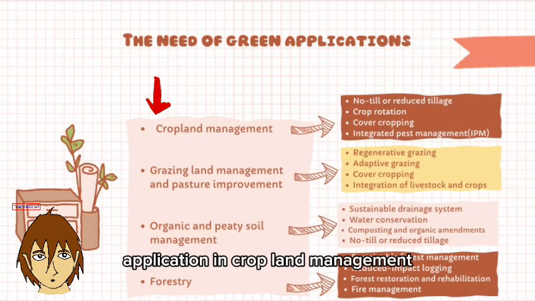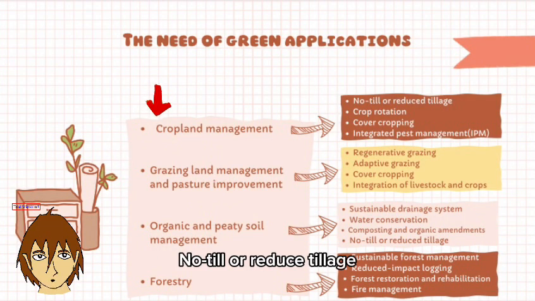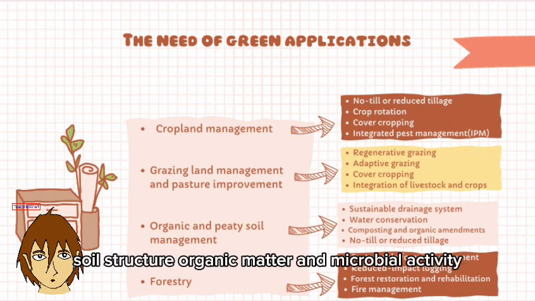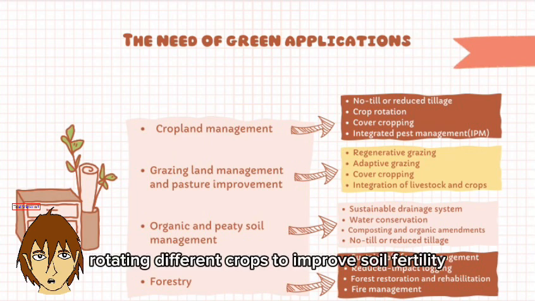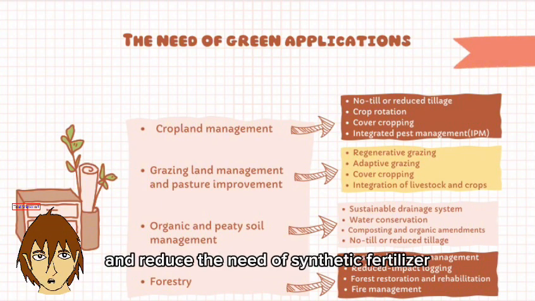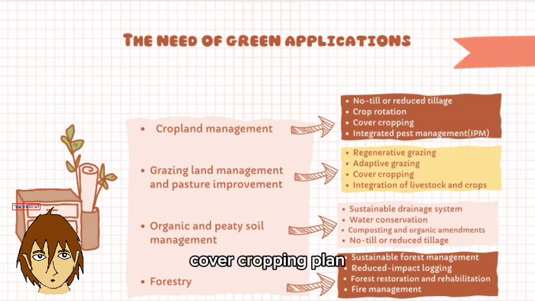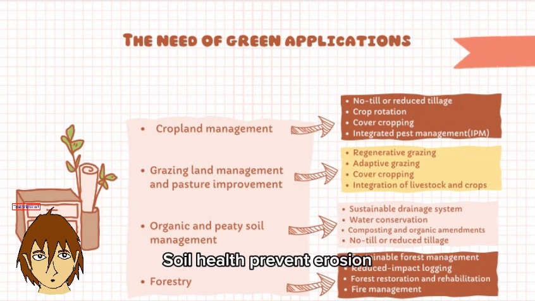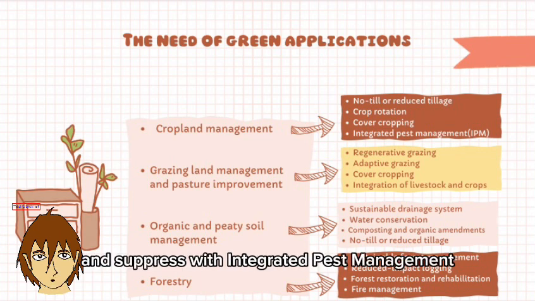Application in cropland management: No-till or reduced tillage, minimizing soil disturbance to preserve soil structure, organic matter, and microbial activity. Crop rotation, rotating different crops to improve soil fertility, control pests and diseases, and reduce the need for synthetic fertilizer. Cover cropping, planting non-cash crops between cash crops to improve soil health, prevent erosion, and suppress weeds.